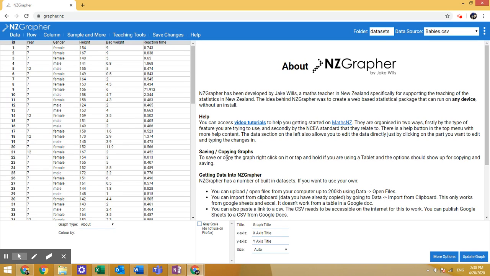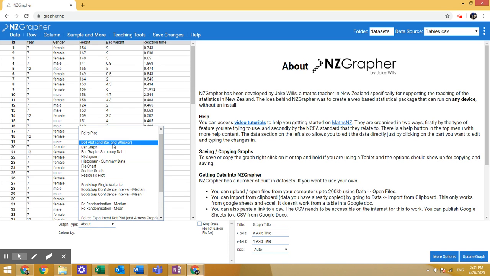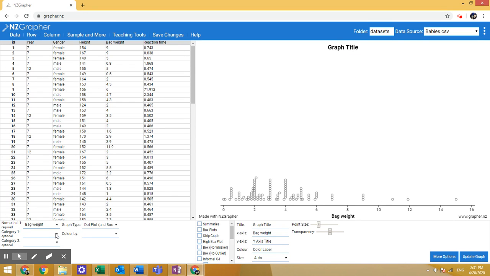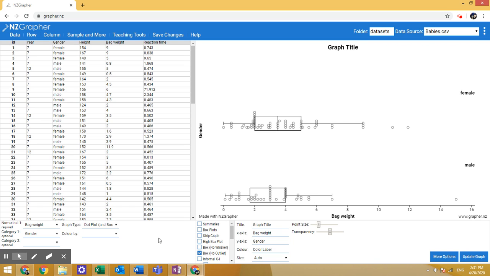So I'm now going to have a quick look. I've chosen a few different things because that's going to give me some options. So I know I'm going to do a dot plot. I know I need, first of all, up here, to choose a numerical variable. So let's go with our bag weight. That sounds kind of interesting. And we'll go with boys and girls. So there are my dots. But I don't just want dots. I want box and whiskers. So I'm going to use this one here.